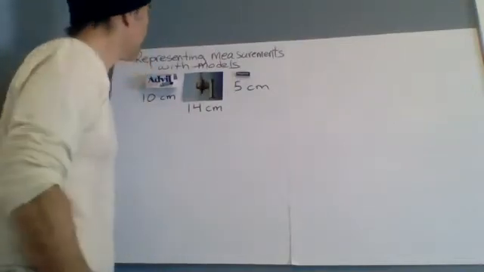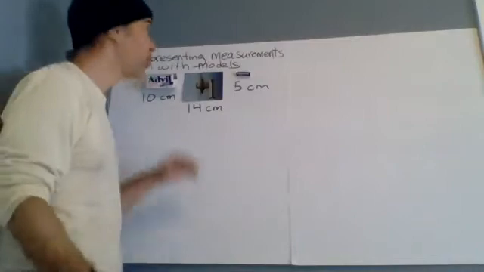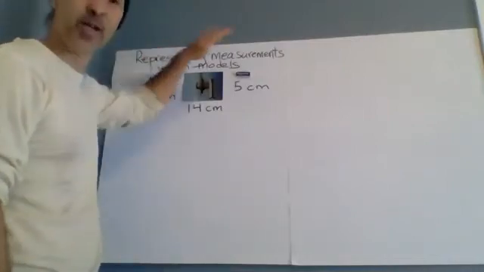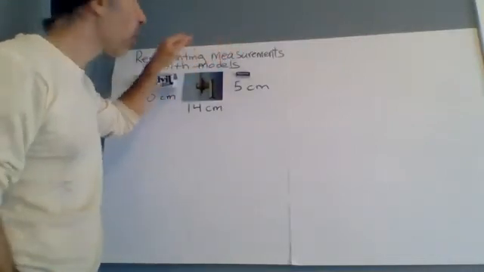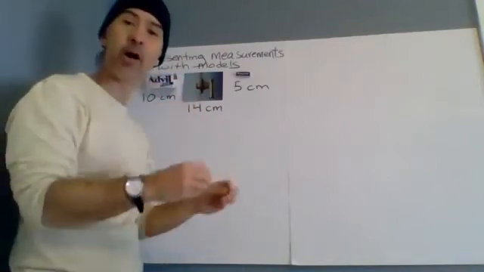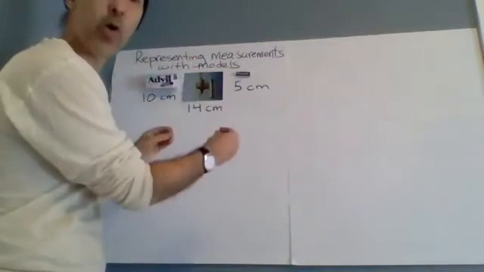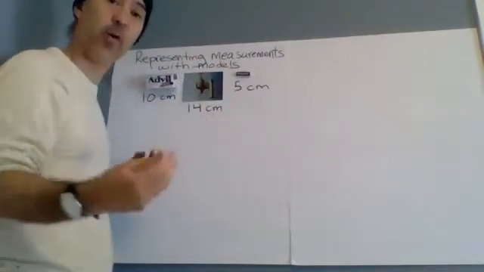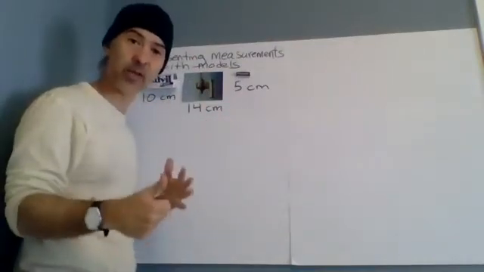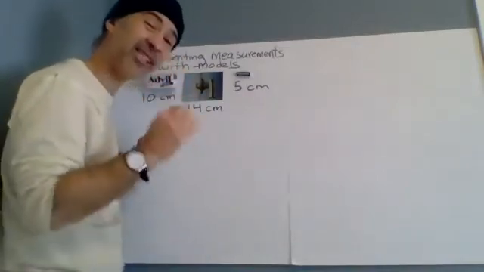We are going to learn how to represent measurements in centimeters with models, different types of visual models to show my measurements. So here are the three objects I chose to measure to the nearest centimeter.